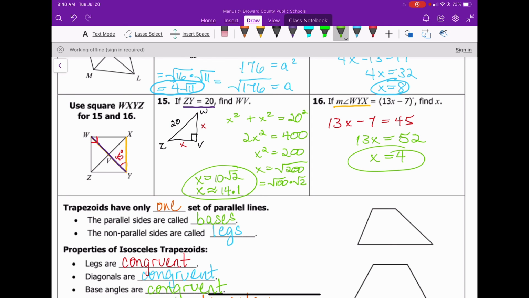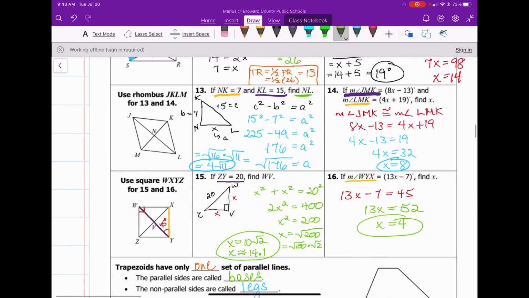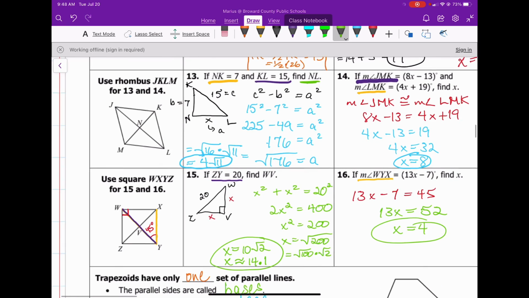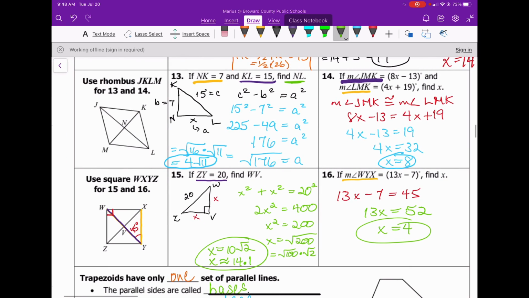Okay? All right, I hope this video helped clear some things up and help some of you all understand how to apply the properties of a square to solve a geometry problem or algebra problem.